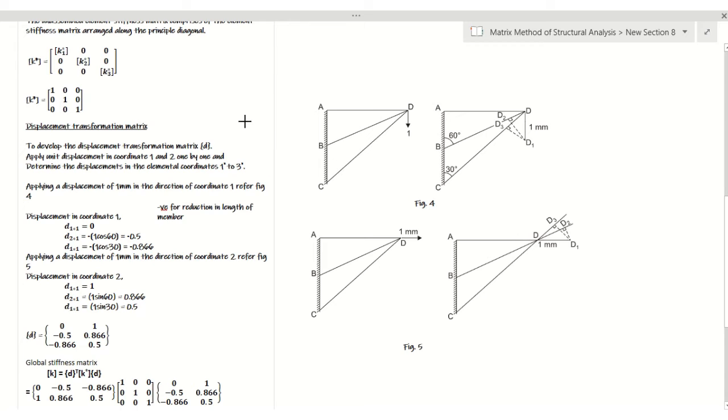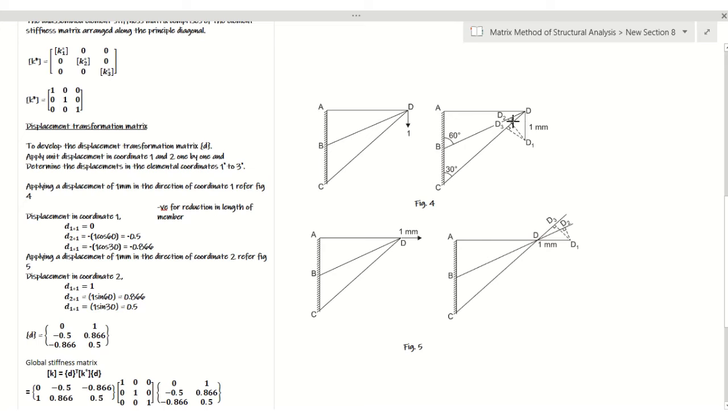Now coming to the first column of the displacement transformation matrix, what I need to do is apply unit displacement along the first global coordinate, what is here. So 1 mm or 1 unit displacement has been applied in vertical direction at joint D. Now to find what are the displacements along the elemental coordinates, I'll have to measure the displacement along these three members. So first member AD is perpendicular to this applied displacement. There will not be any displacement coming in the first elemental coordinate. So D1 star 1 will remain 0.